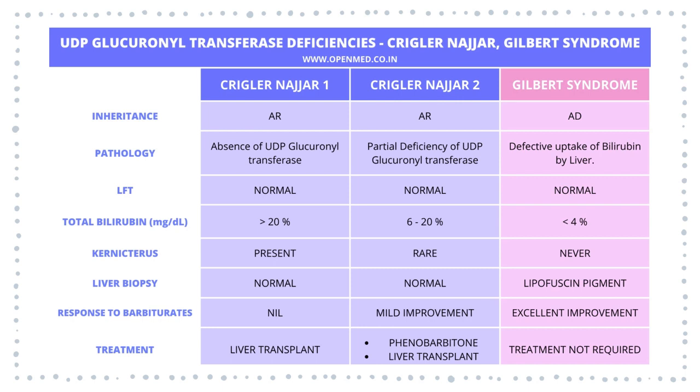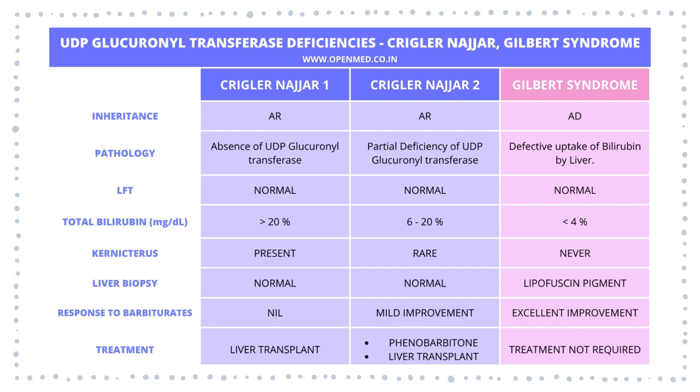So this slide is just for revision. Crigler-Najjar is thankfully autosomal recessive. So you can remember it as it's very severe, almost fatal, so we're hoping that it's autosomal recessive, as compared to Gilbert, which is less severe, so it's autosomal dominant. That's one way of remembering it.